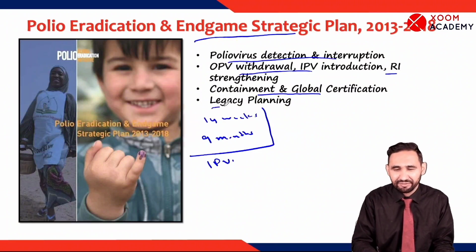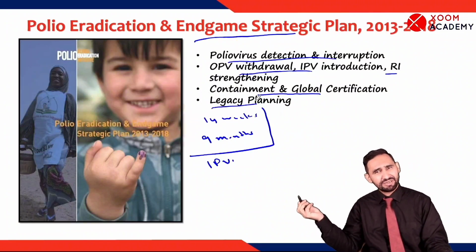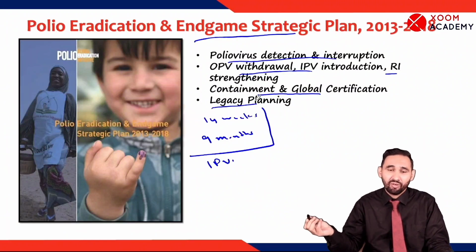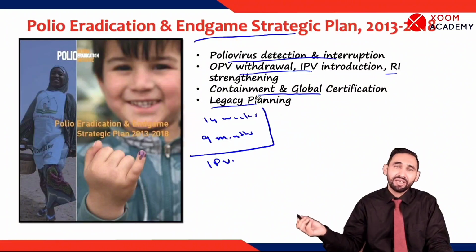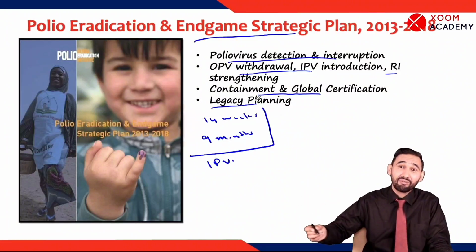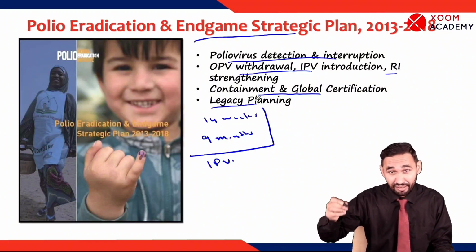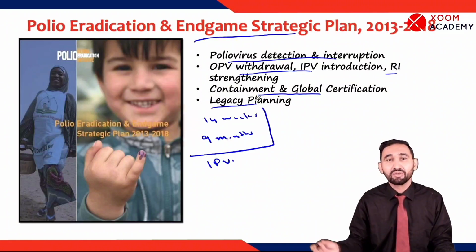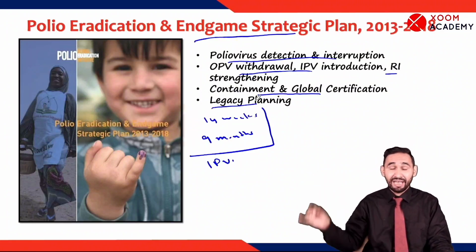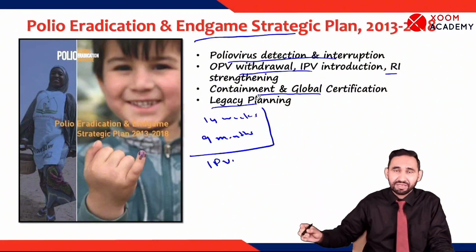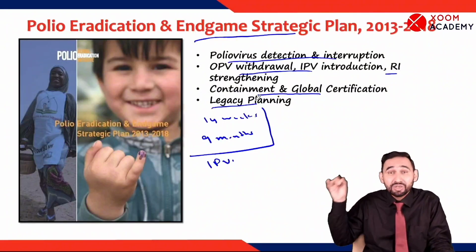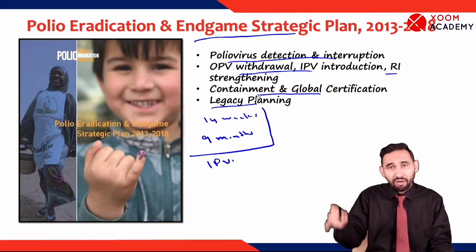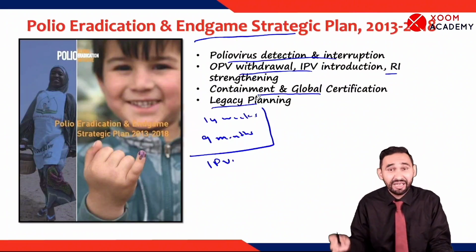Then legacy planning. What is this? We have established a system. We have trained our healthcare workers. Government is providing fund. So we have to do this planning, or we can use these resources to control other diseases. This is legacy planning. Like we have manpower, we have funds, we have infrastructure. We can use this infrastructure in other ways to control other diseases in a better way. When Pakistan becomes polio free, there should be legacy planning. So we are hopeful that we are getting rid of polio virus in future.